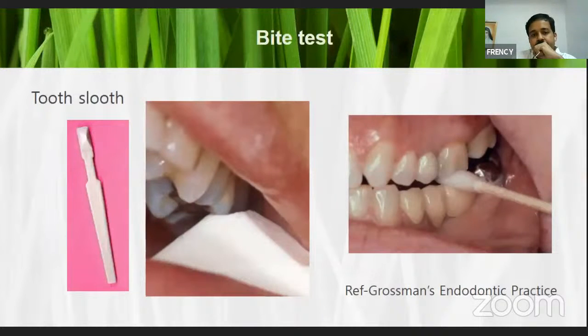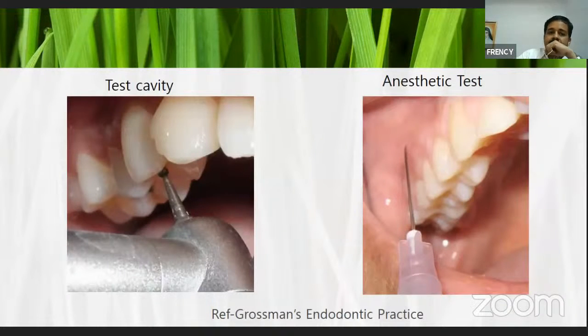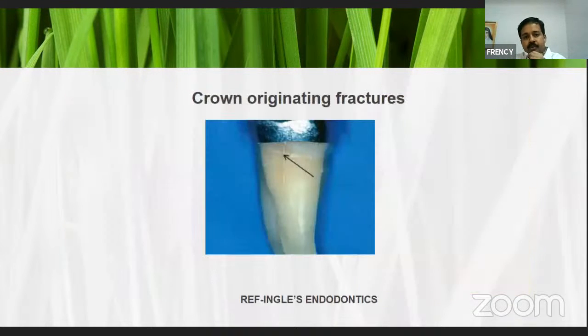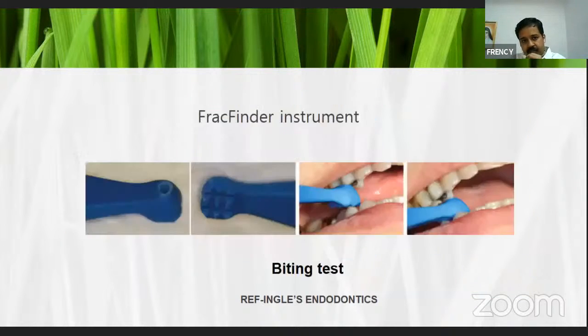Then the bite test is very important to detect any cracks, because many times even though the filling is not deep, or the tooth looks clinically normal, the patient may come with pain. In such cases, you can use the bite test. Then test cavity and anesthetic test can also be used as a last resort. So this is a typical picture of crown originating fractures, very difficult to diagnose in the early stage. These types of devices are not easily available in India. A Fracfinder and a Tooth Slooth can be used for the bite test, because one advantage is that they can be applied specifically over each cusp.